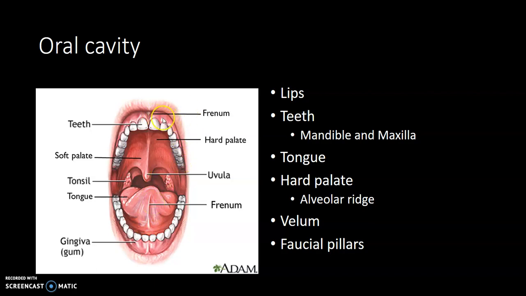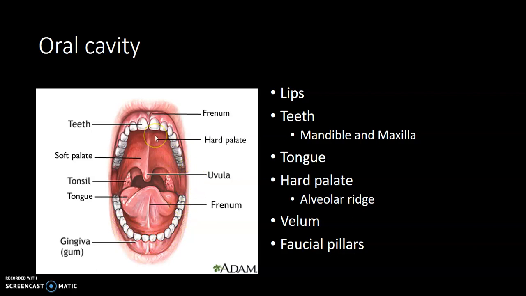Next up, we have the gums. They're up here at the top. And those are attached to the teeth or cover the teeth. And the teeth on the top and the bottom are attached to the jaw. So we have the maxilla up here at the top and the mandible down at the bottom. That's our bottom jaw.